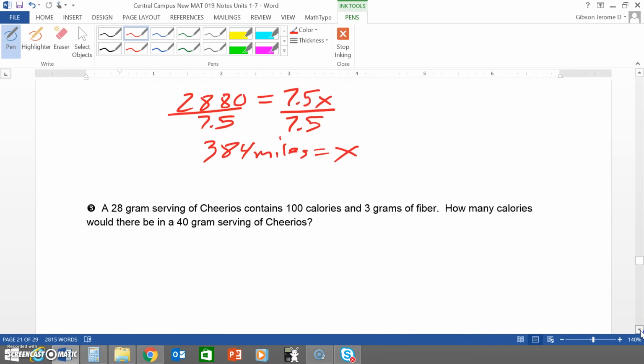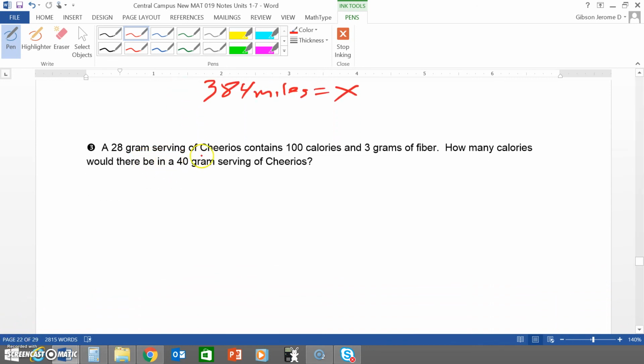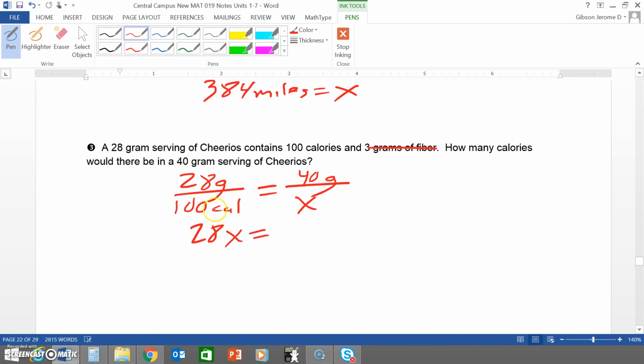Now we come down here to number 3. A 28-gram serving of Cheerios contains 100 calories and 3 grams of fiber. How many calories would there be in a 40-gram serving of Cheerios? So we don't need the grams of fiber. That's just extra information. So we have 28 grams for 100 calories equals to, we know that we have 40 grams, but we don't know how many calories. So we'll cross multiply. 28x is equal to 100 times 40.